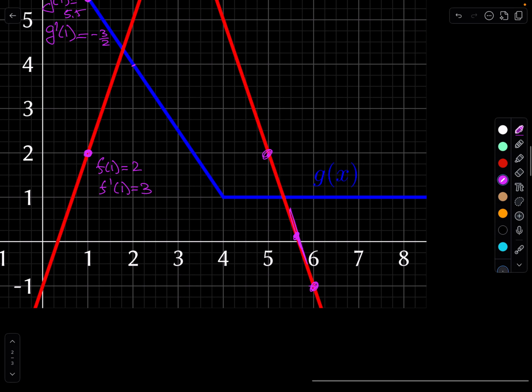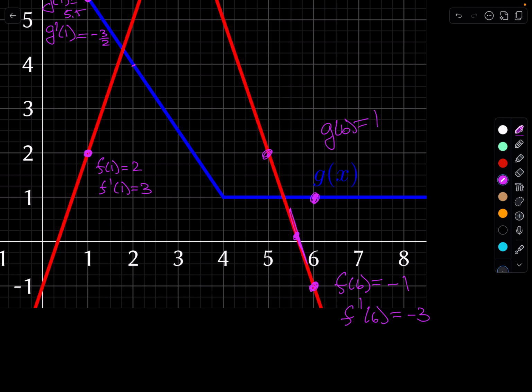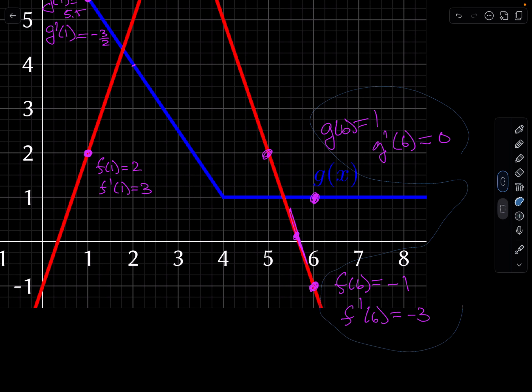Okay, so f of 6 is equal to negative 1. f prime of 6 is equal to negative 3. That's the slope there. It's a straight line. g of 6 is 1. g prime of 6 is 0, because this is a horizontal line. You know what? I'm just going to move these over to where we can use them.